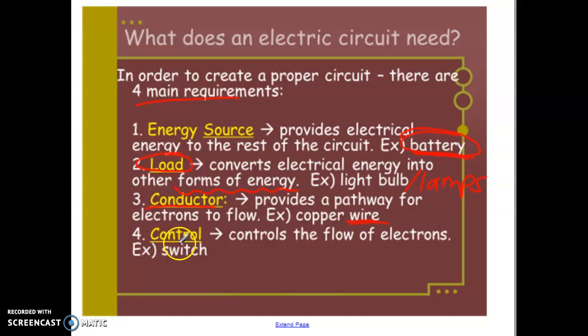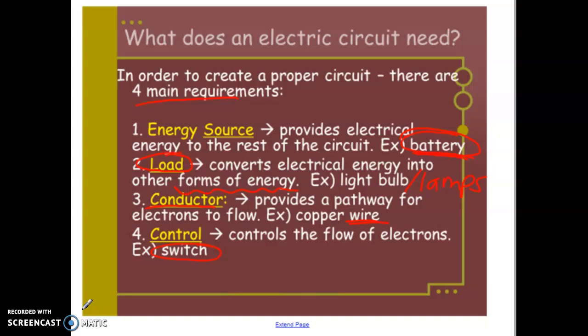Okay, and then lastly, we have a control. So a control is something that allows us exactly what it sounds like. It lets us control the flow of electrons. So for example, a switch, right? If you don't have a control, that means that the electrons will always be flowing. So imagine if you have a light bulb hooked up. If there was no control, the light bulb would be on all of the time.